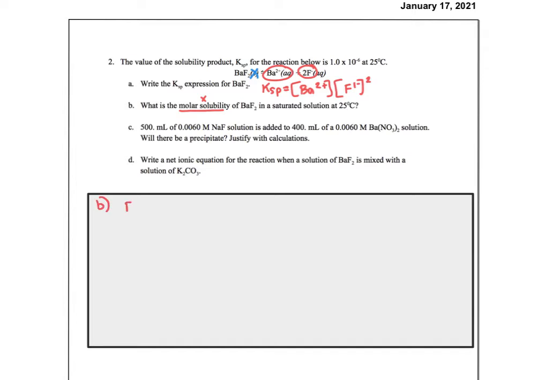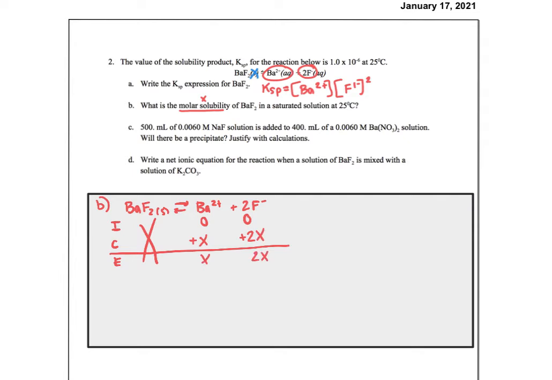I'm going to take my reaction, BaF2 sneaky solid, breaks apart into Ba2+ and 2F minus. We're going to do ice, ice, baby. We don't care about the sneaky solid. Because we don't have any to begin, we're going to start with no concentration. I'm going to add some value of X. I'm going to add some value of 2 times X. So we get X and 2X.